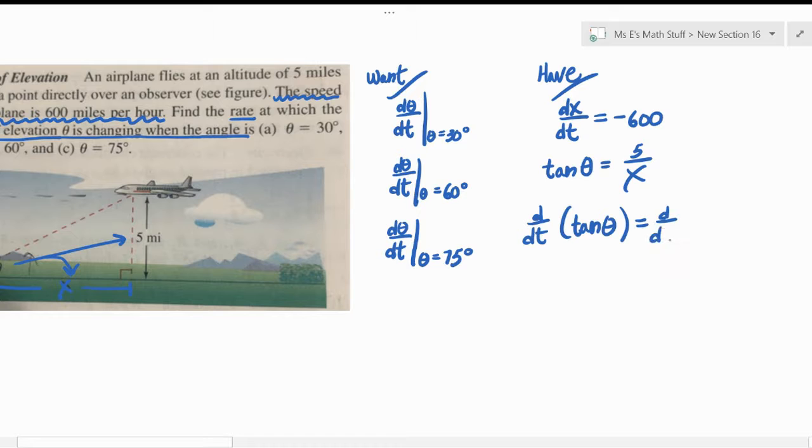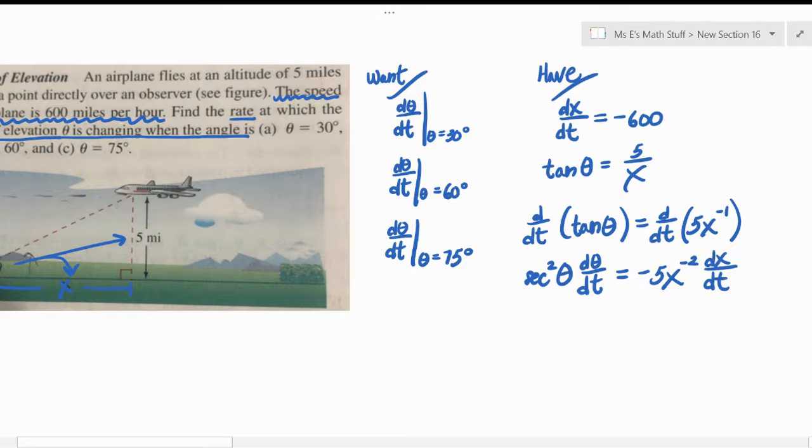And then for 5 over x, just so that I don't have any unnecessary quotient rule silliness, I'm going to make sure I write it as 5 times x to the negative 1. All right, the derivative on the left side, derivative of tangent is secant squared. Don't forget chain rule, since theta changes as time changes. On the right side, we'd end up with negative 5x to the negative 2. And then again, x changes as time changes, so it's a function of time as well.